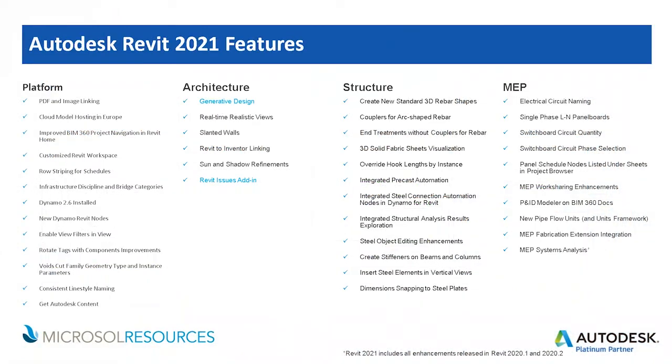So here are a list of all of the new features in Revit 2021. It comes packaged with Dynamo 2.6. Like I said before, you have access to generative design if you have it with the AEC collection. It's exclusive to that collection, so that's the only place that you'll be able to use the generative design toolset. And a lot of other features such as slanted walls.